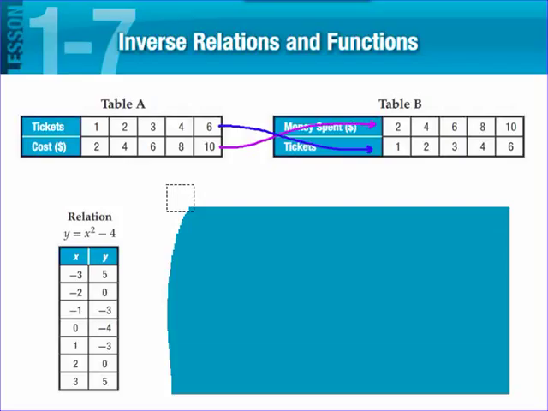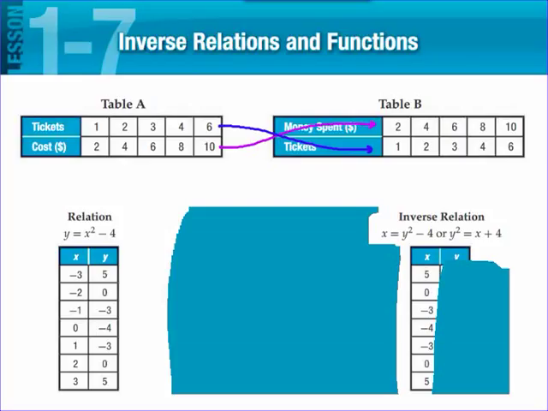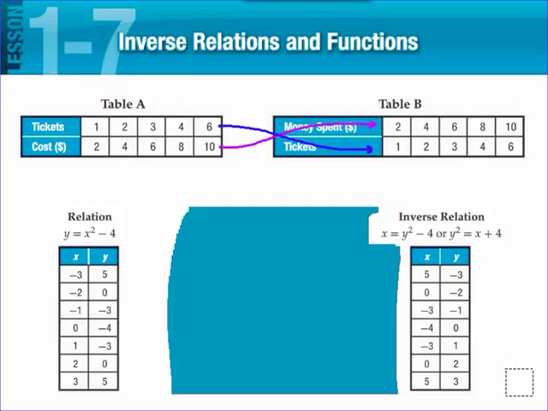Now, if I had an inverse relation, what can you tell me about the x's and the y's? They're switched around. So what's going to be a value of x? 5. What's going to be another value? -2 or 0. 0, -3, -4, -3, 0, and 5. What are going to be my values of y? -3, -2, -1. Right. So if you notice, the x's and the y's interchange.